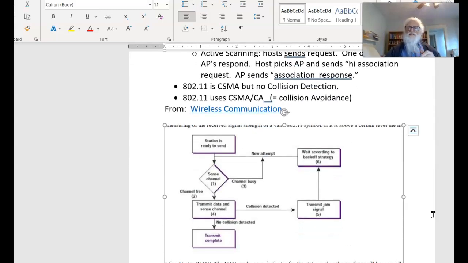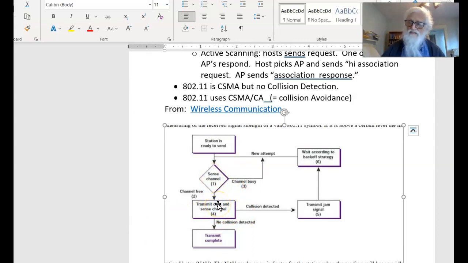The idea of collision avoidance is shown in this diagram here. The station wants to send. It senses the channel. That's the carrier sense part, the CS. If the channel's busy, it'll wait, and then it'll make a new attempt, and it'll keep going. If the channel is free, it will transmit the data.